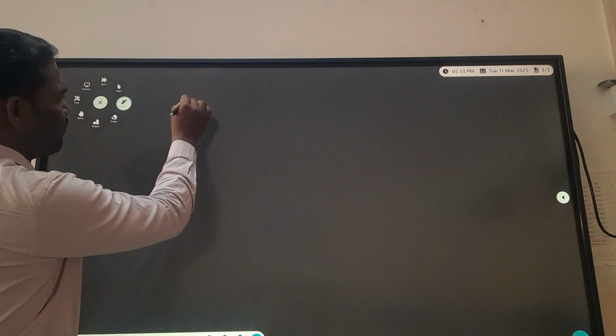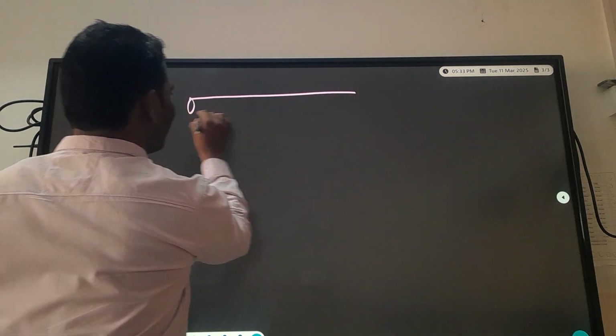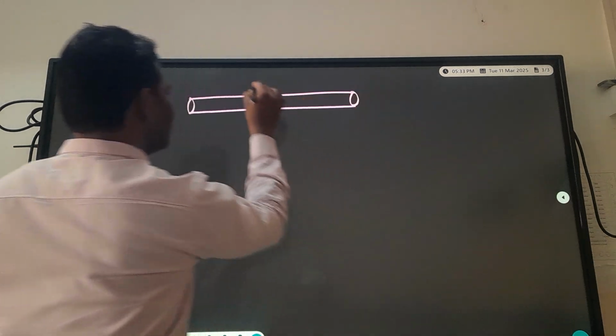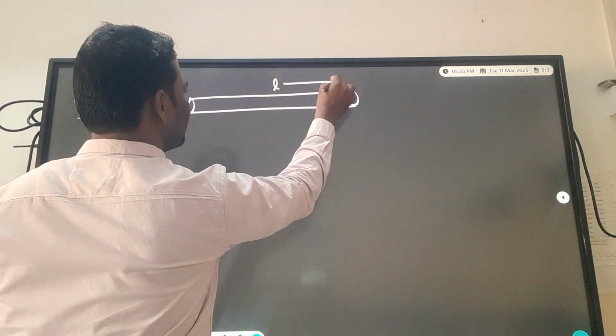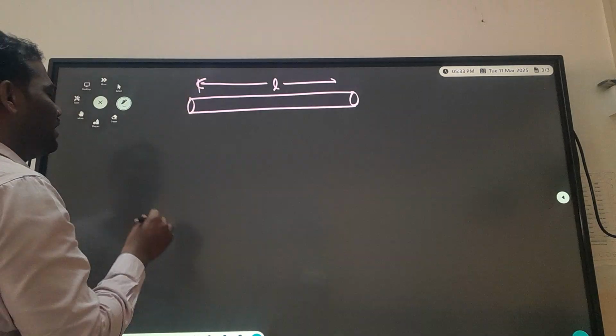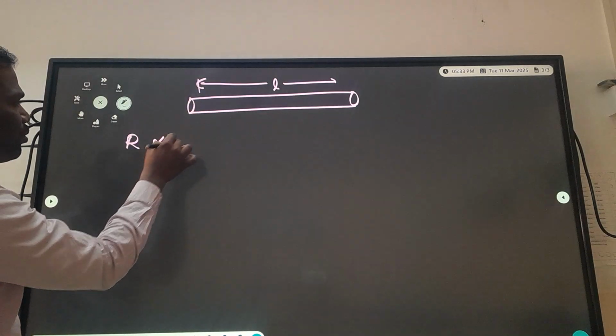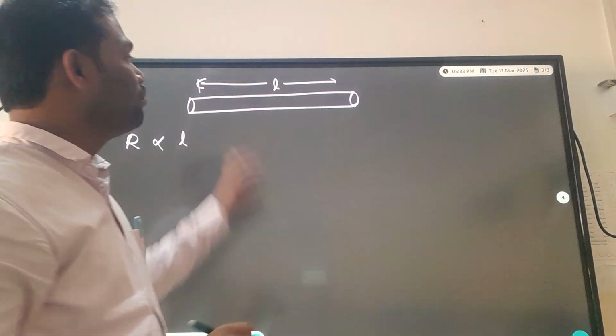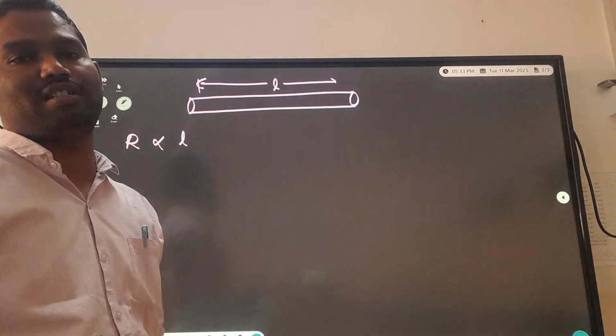But resistance, though it can be measured this way, does not depend on the voltage and current. Resistance depends on the length of the wire. Suppose we have a wire, which as we know has a cylindrical shape, and the wire has length L. The resistance present in this wire is proportional to the length of the wire. The more the length, the more the resistance.